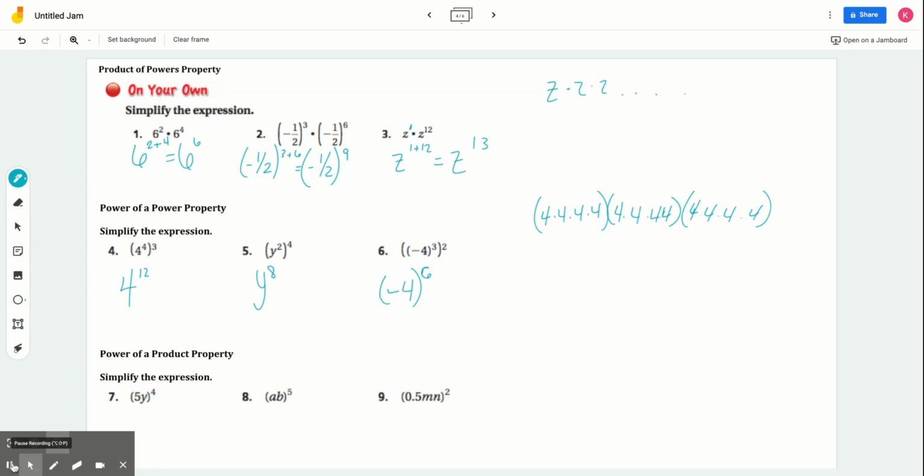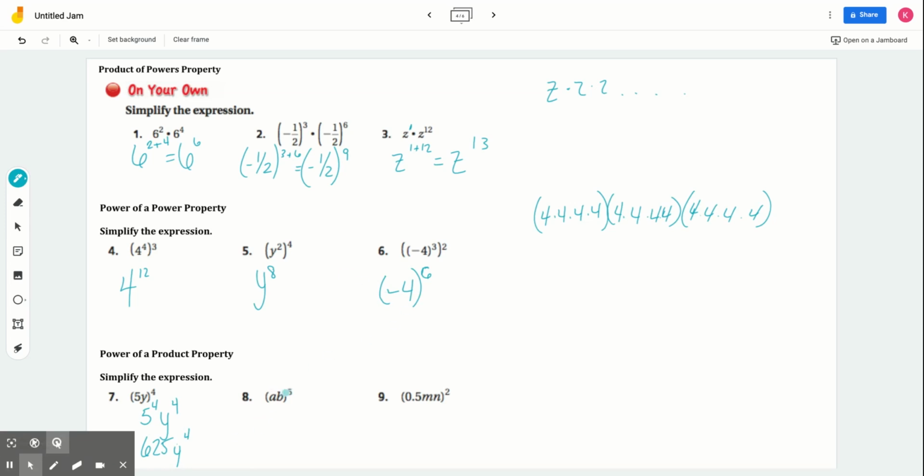With 7, 8, and 9, we have a power of a product property. So remember that we are going to use that exponent and apply it to everything in the parentheses. So 5y to the 4th is like 5 to the 4th, y to the 4th. Now, when we go to simplify this, we know that 5 to the 4th is 625. So our simplified expression would be 625 y to the 4th power. You go ahead and try number 8 and 9.